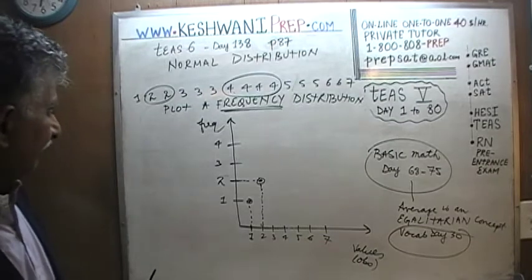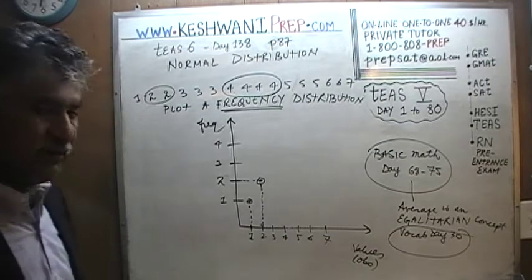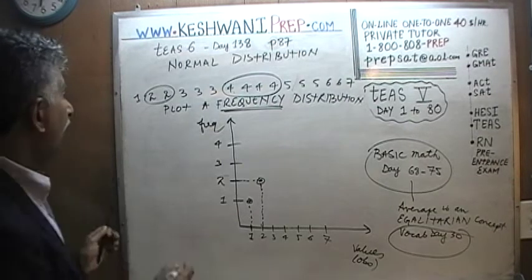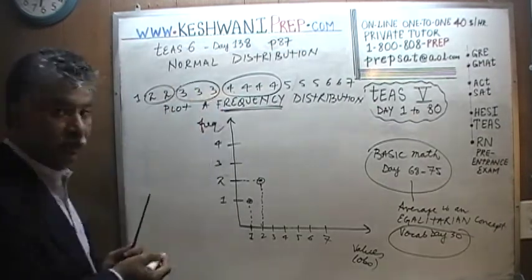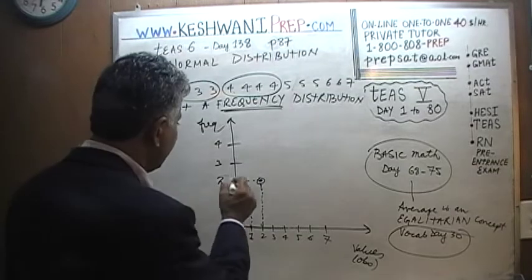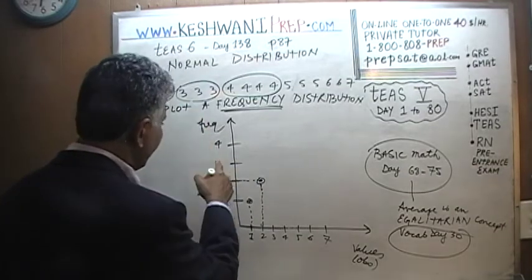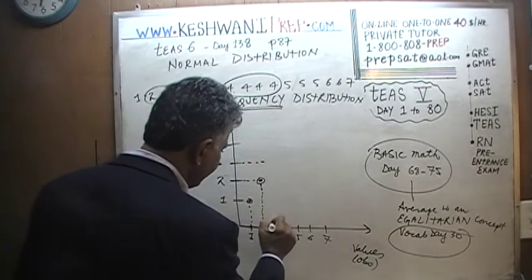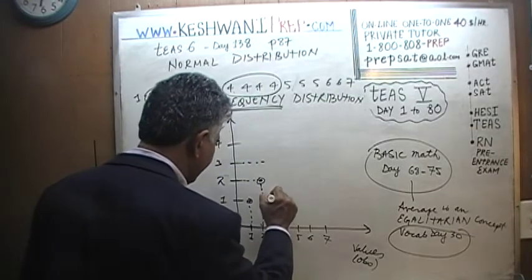The suspense is killing me. The suspense is absolutely killing me. I wonder how many people scored 3. Aha! 3 people had a score of 3. So 3 appears 3 times. This is the frequency. 1, 2, 3. 3 times it appears. What appears 3 times? A score of 3 appears 3 times.